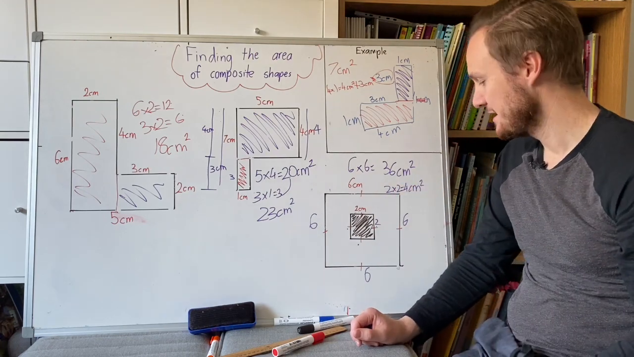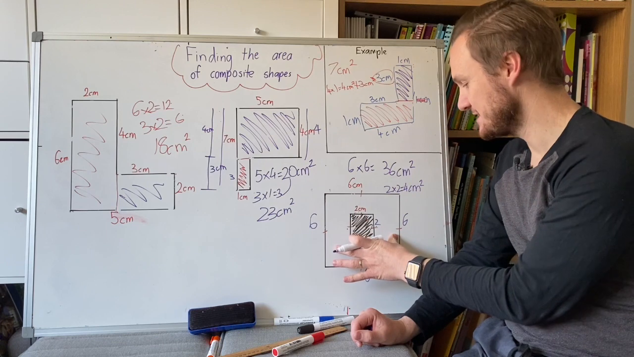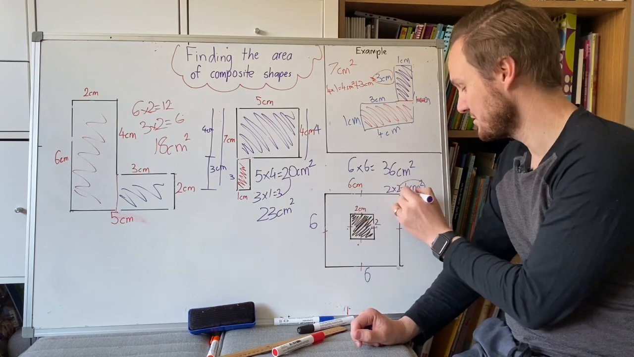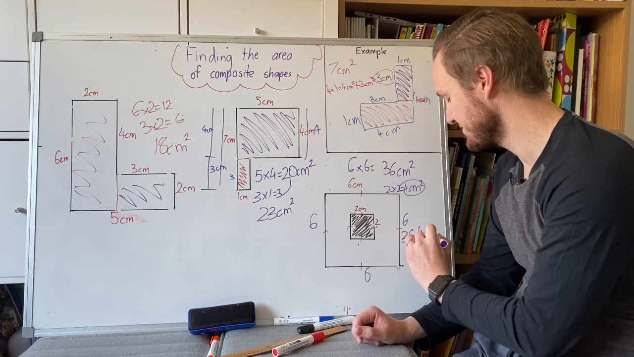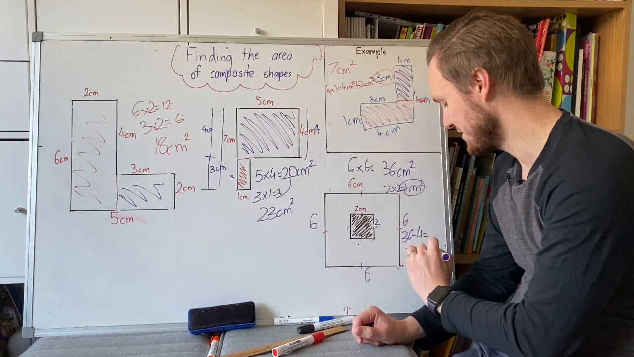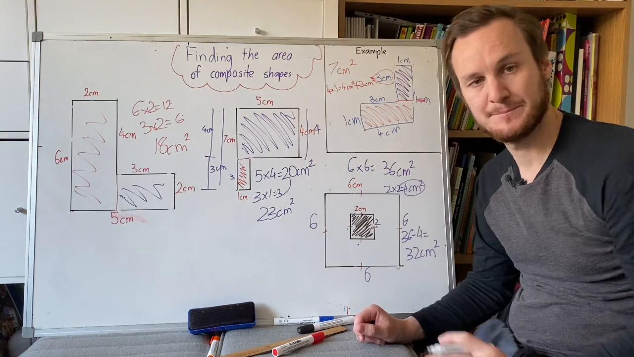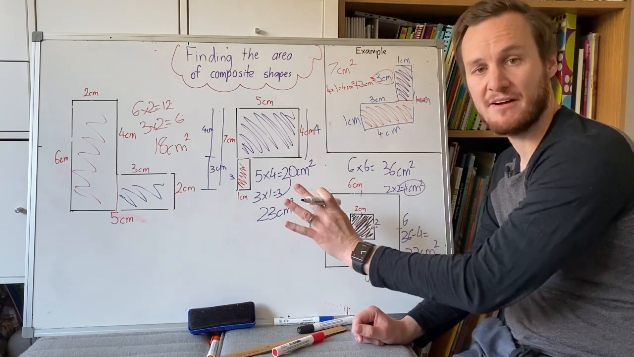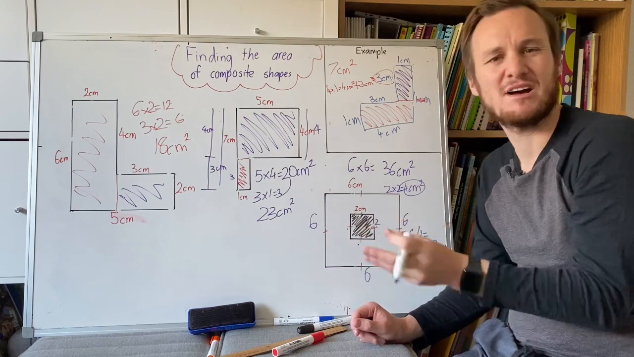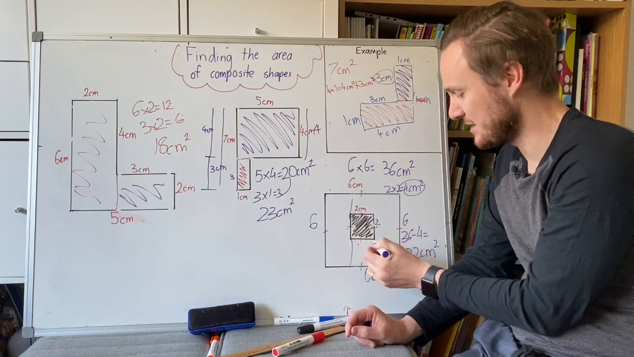Okay, so if I know the whole shape's 36 and the hole is 4, if I did 36, take away the hole, which is 4, I end up with 32 centimeters squared. So you can find shapes like this sometimes by finding the whole area and then just cutting out the hole, rather than some other way like cutting this shape up like this.